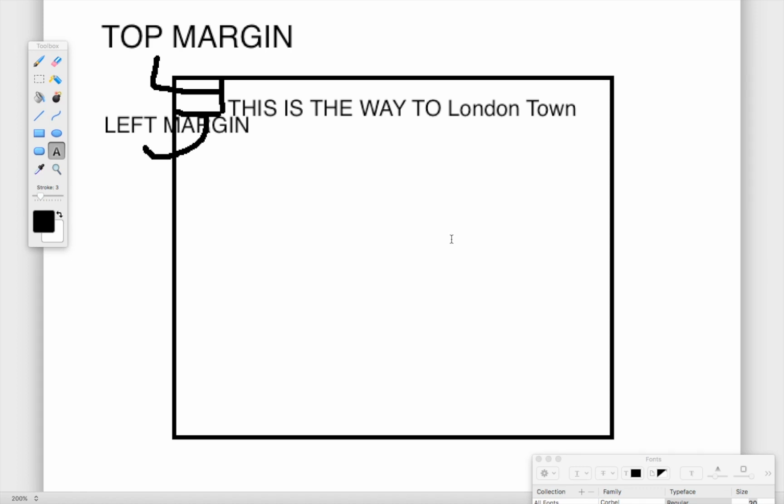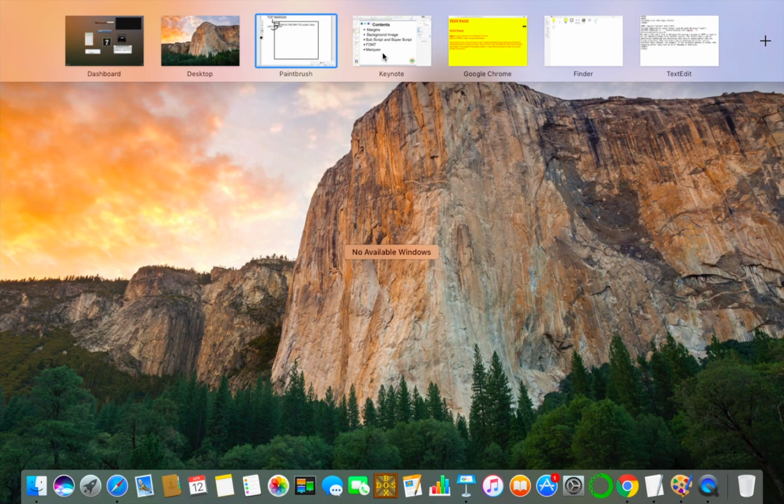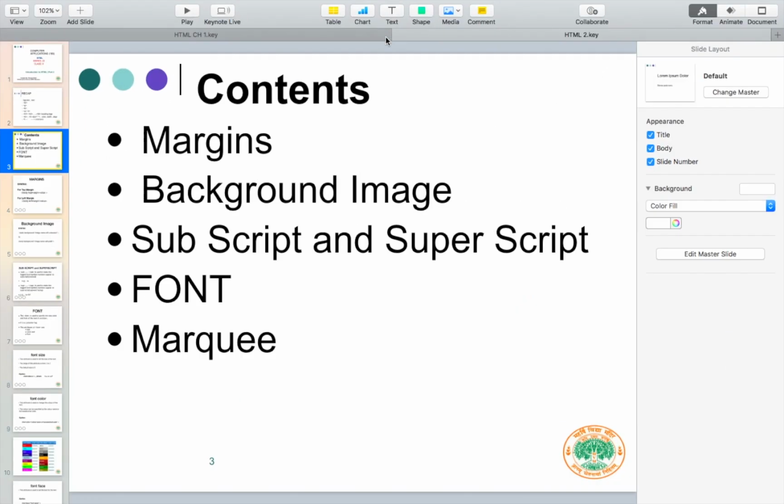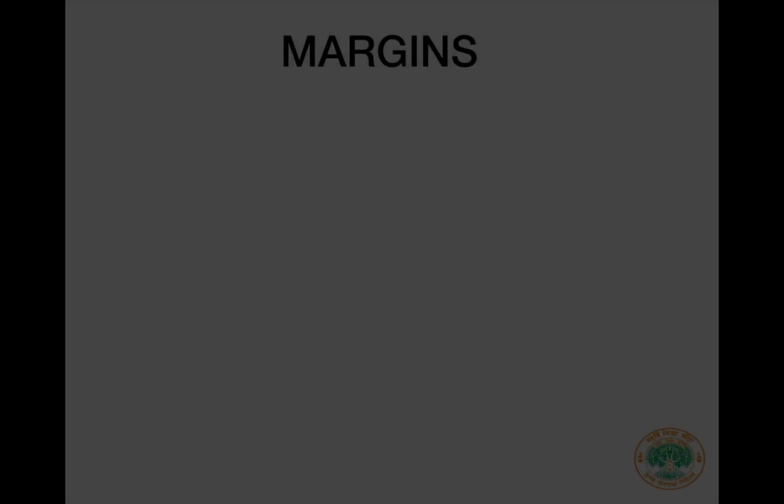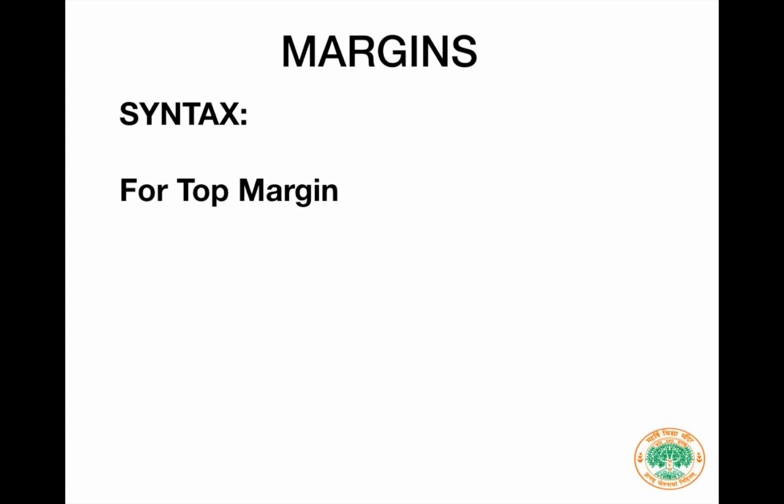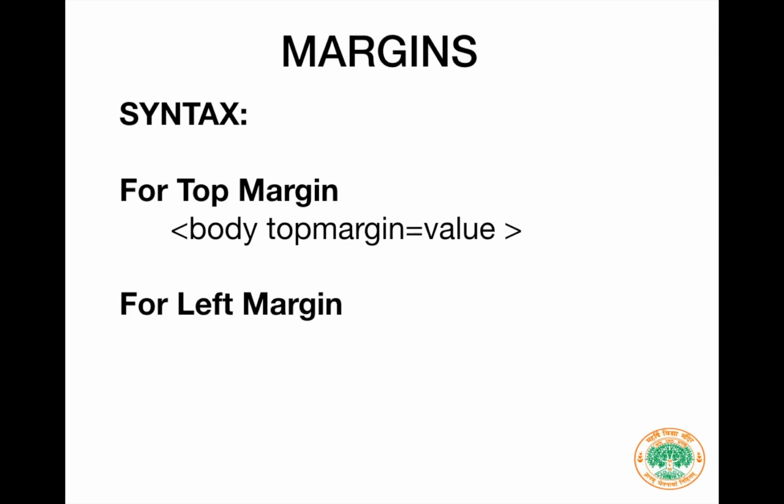Let us try to understand how to implement margins in our HTML document. For that, we need to first look at the syntax of margins. There are only two margin levels in HTML, which are top margin and left margin. Top margin is an attribute of the body tag. So we will write body top margin equals value. The value is in pixels. The higher the value, the greater will be the margin. And if we want to give the left margin, it will be body left margin equals value.